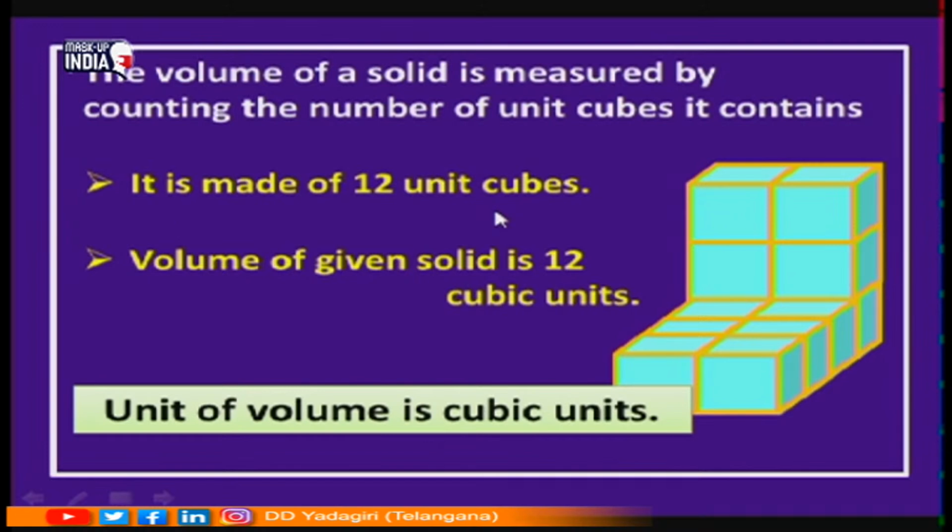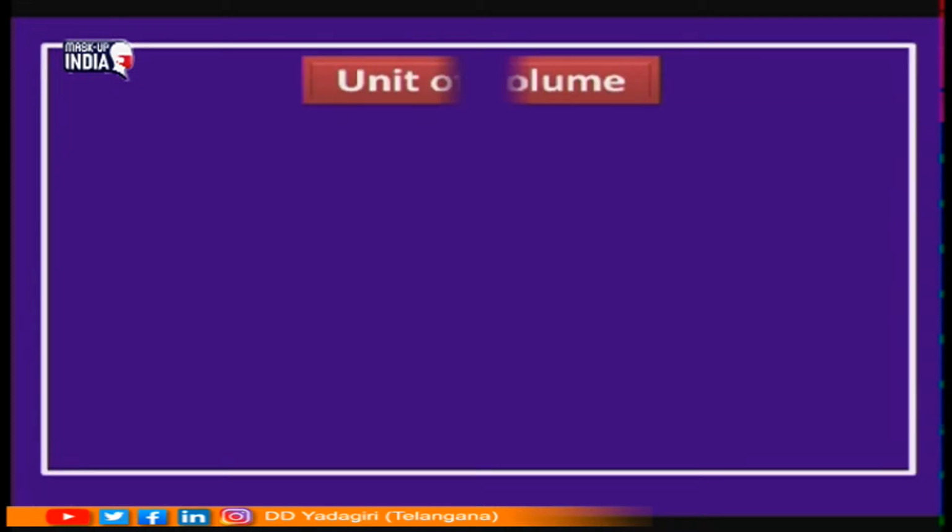The unit of volume is generally measured in cubic units. Suppose the length of the cube is in centimeters, we say cubic centimeters. If it is in meters, we call it cubic meters. Got it, children? Next, we will learn the units of volume.